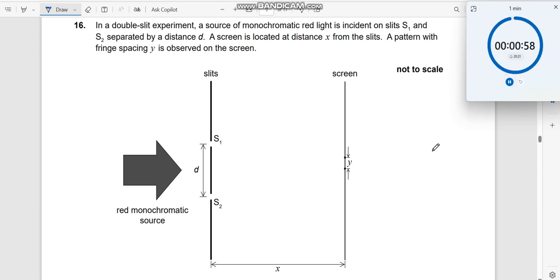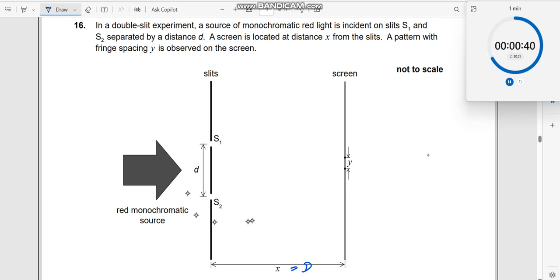Question number 16. In a double slit experiment, the source of monochromatic red light is in slits S1 and S2, separated by distance d. The screen is located at a distance x from the slit. Usually we call this capital D here. A pattern with fringe spacing y is obtained, fringe y is given.